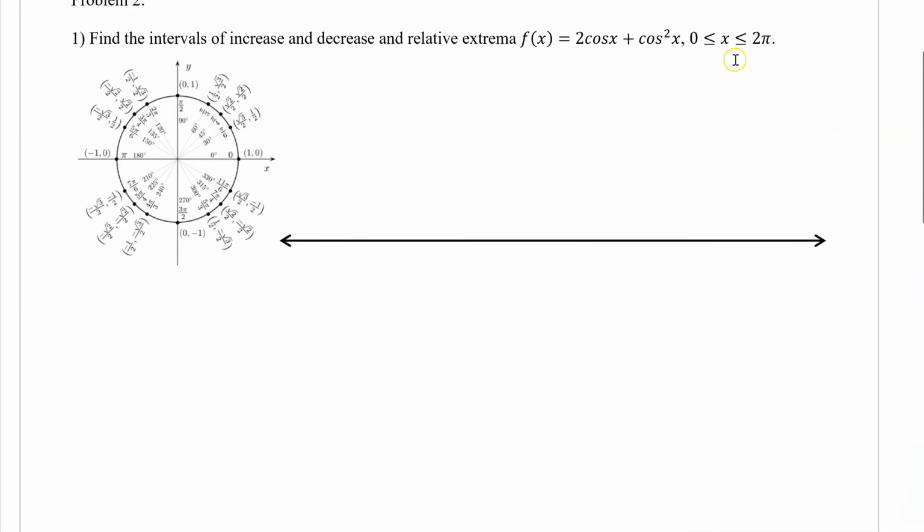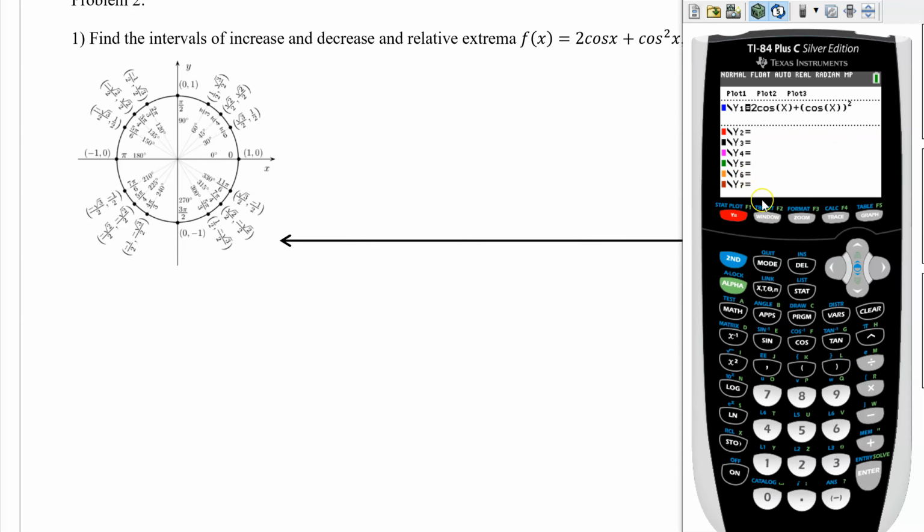This one has a domain restriction. So we're going to hit window, put in 0, and then 2 pi. And then to graph it, you're going to hit zoom fit, which is 0. And so we get a graph like this.